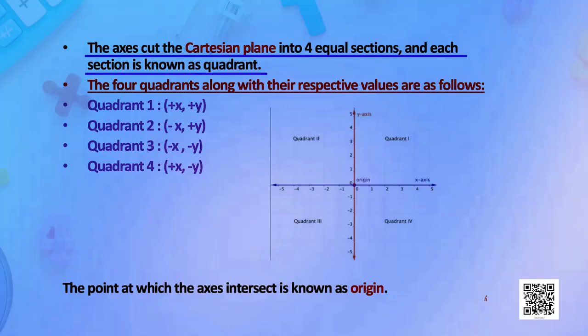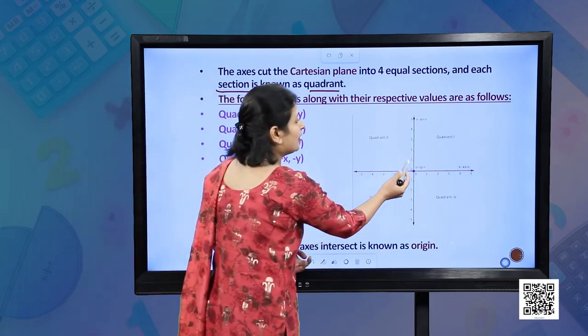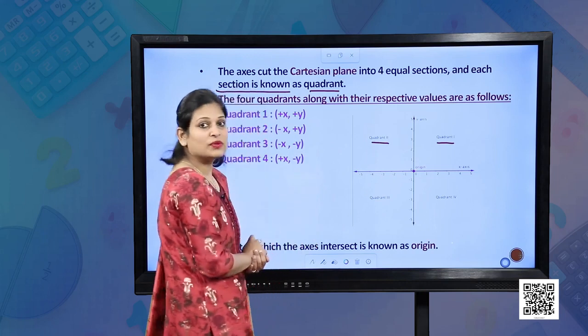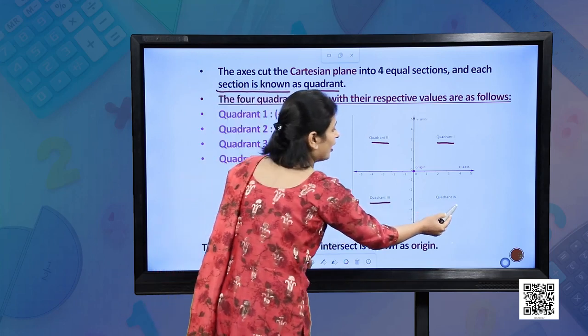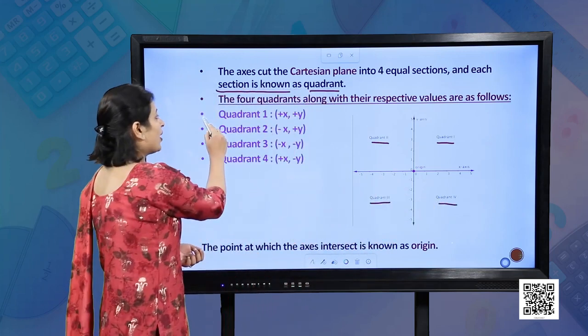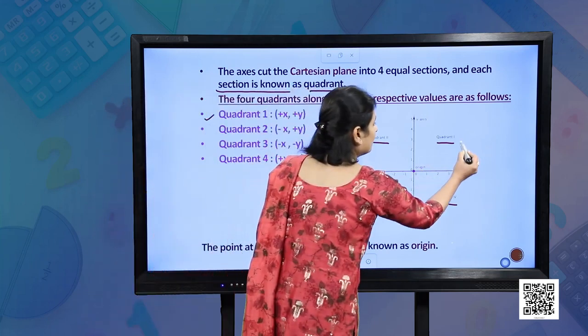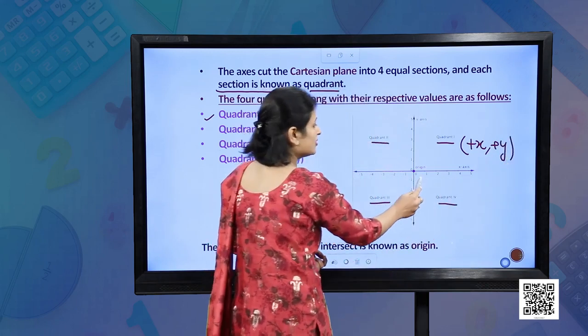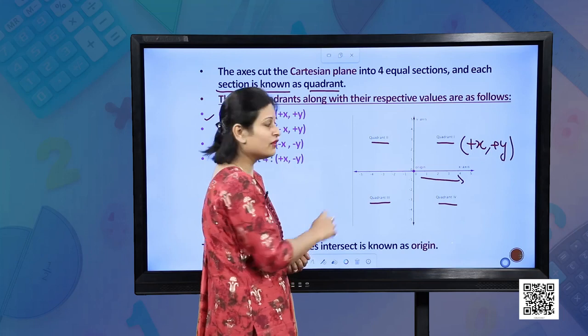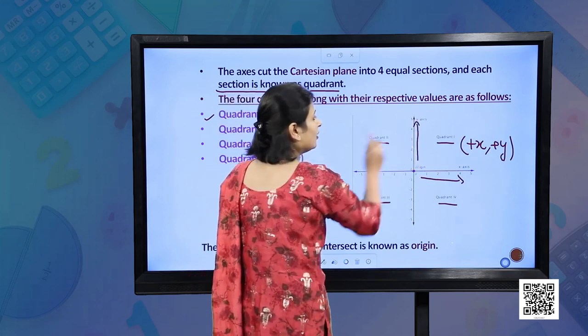Now, the Cartesian plane is divided into 4 equal sections, and these sections are known as quadrants. The quadrants are named in a particular order which we need to strictly follow. This is quadrant 1, this is quadrant 2, quadrant 3 and quadrant 4. In quadrant 1, the x coordinate and the y coordinate both are positive. As you can see, the values of x over here are positive, the values of y are positive.